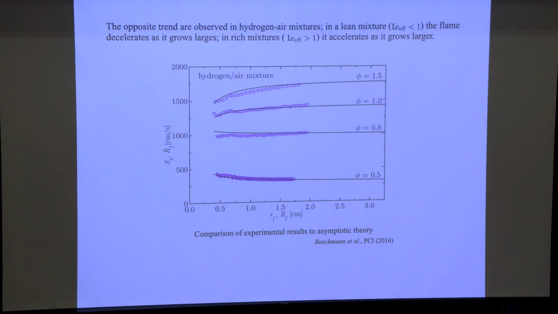And this is another experiment done in Aachen by Beekman. It was the group of Norbert Peters, but it's a hydrogen-air mixture where they took measurements and then wanted to compare them to the asymptotic result, and you see that the comparison is quite good between the two, okay, for a variety of conditions. Again, here it's hydrogen, so it's the opposite trend that you saw before. So for rich condition, you increase towards the asymptote. For lean condition, you decelerate towards it.